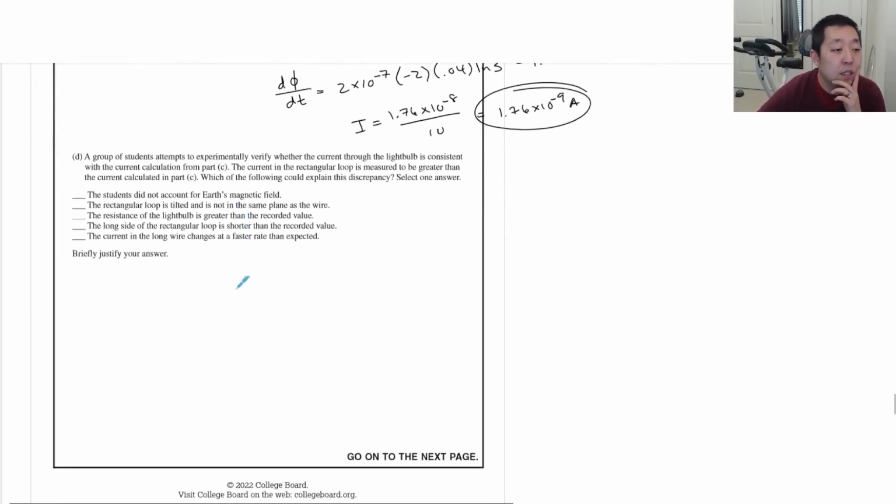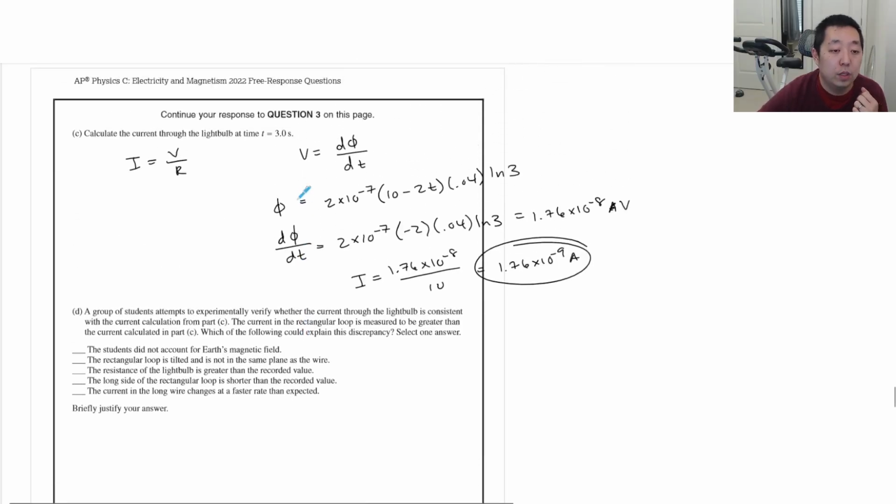I think it's right. A group of students attempts to experimentally identify whether the current through the light bulb is consistent with the current calculation for part C. The current in the rectangular loop is measured to be greater than the current calculated in part C. Which of the following could explain this discrepancy? Okay, so the current in the rectangular loop is measured to be greater. The students did not account for the Earth's magnetic field. That wouldn't affect anything because the magnetic field presumably is not changing. The rectangular loop is tilted and not in the same plane as the wire.